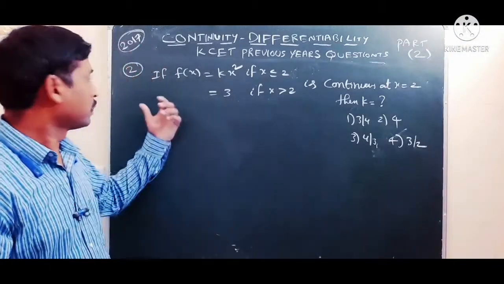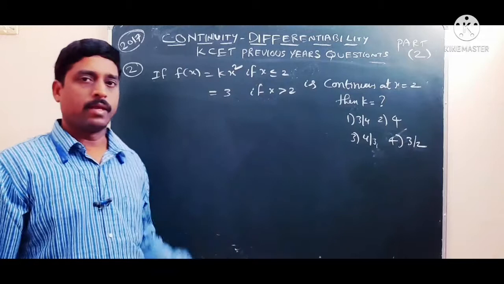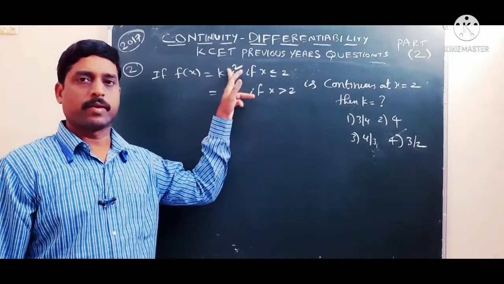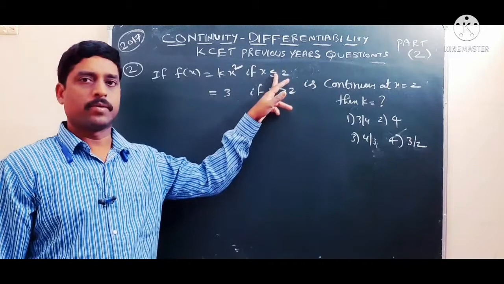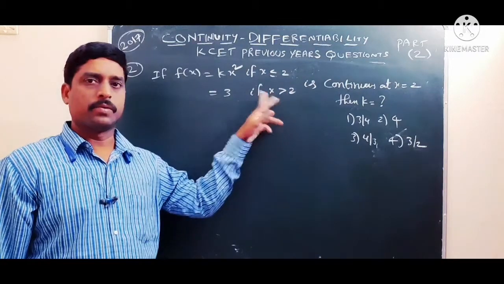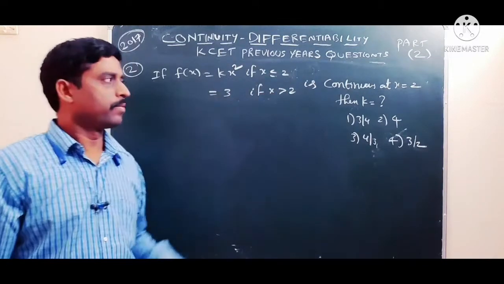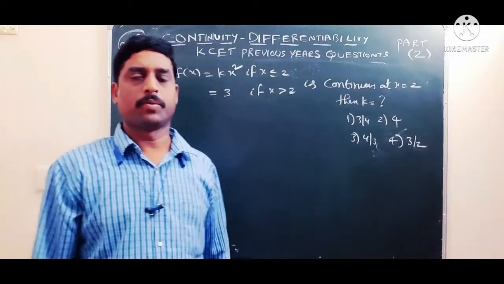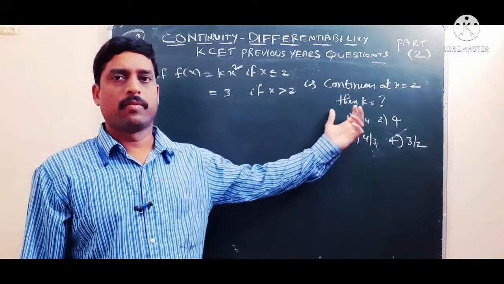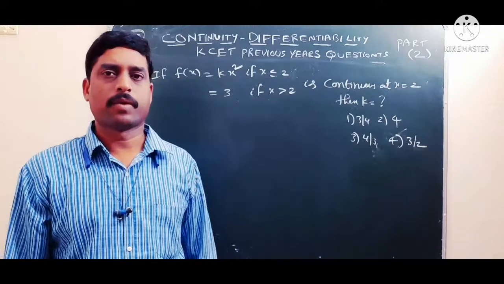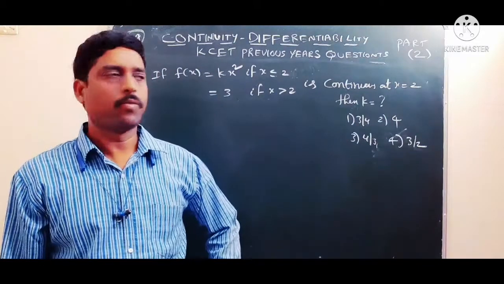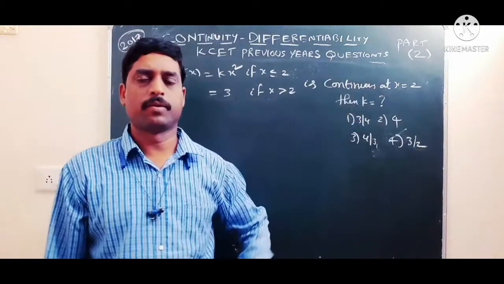This is a question from 2017. So what is given? F of x values are given. One value is kx square if x is less than or equal to 2. If x is greater than 2, the f of x value is 3. Where f of x is continuous at x is equal to 2, given. Then we have to find the k value. How can we solve this problem? Okay, very good.